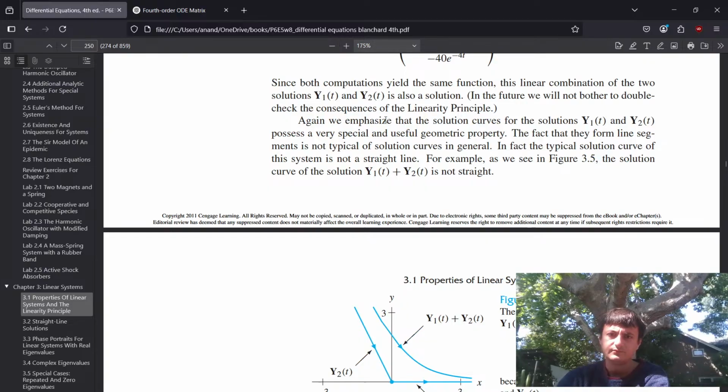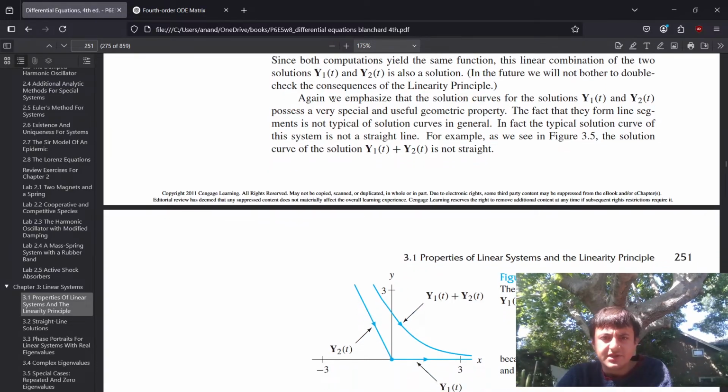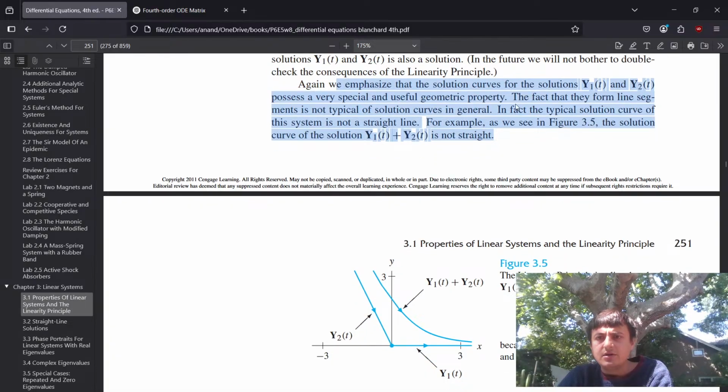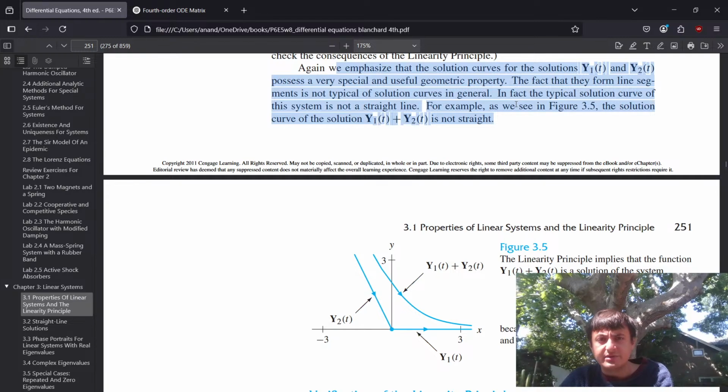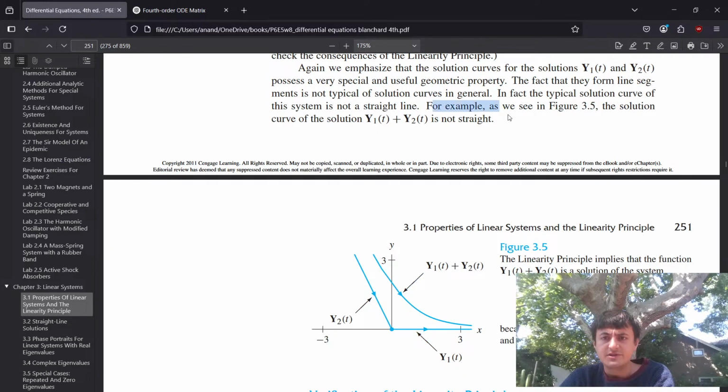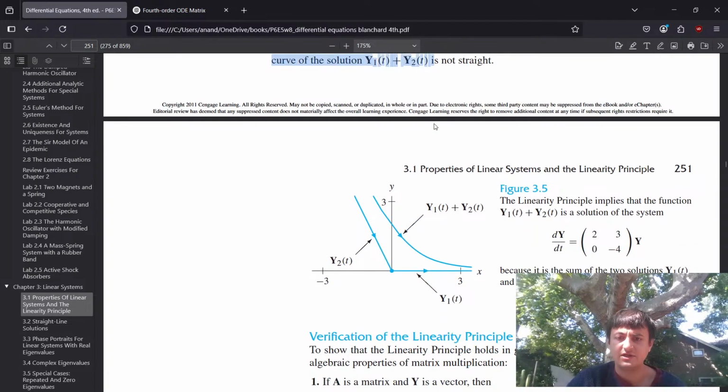Okay. We emphasize that the solution curves for the solutions y1 and y2 possess a very special and useful geometric property. The fact that they form line segments is not typical of solution curves in general. In fact, the typical solution curve of this system is not a straight line. For example, as we've seen, the solution curve y1 plus y2 is not straight.